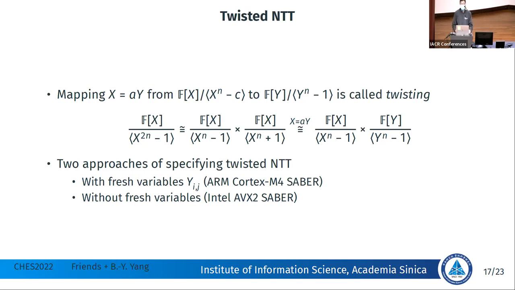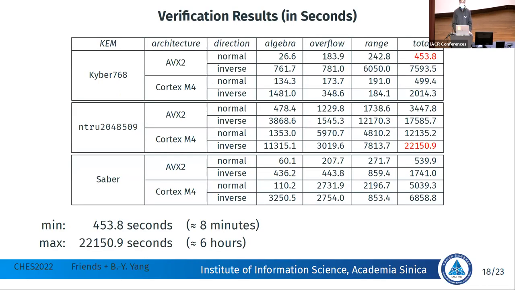So if you look at our artifact, you will see two kinds of approaches. And that's because basically the verifier is different in the two cases. I mean, two different people did the verification. Here are our verification results, and you see that the cheapest verification took less than 8 minutes. The most expensive verification took about 6 hours. So it's not a big deal. You can do this every time you put out production code.